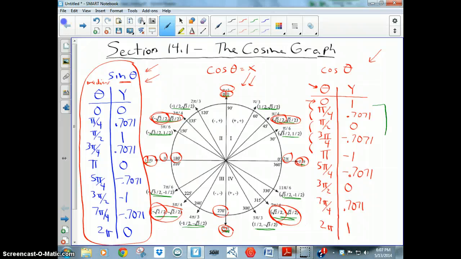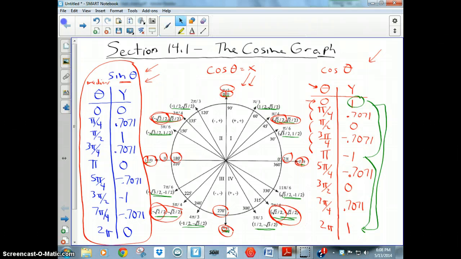Now again, if we look at this table of values, what is the pattern? Well, it starts high, it starts at 1, goes down to 0, keeps going down to negative 1, and then comes back up to positive 1. So this graph is going to start high, go low, and then finish high. Now, if you need to pause the video and copy that down, please do. But now we're going to graph that data.